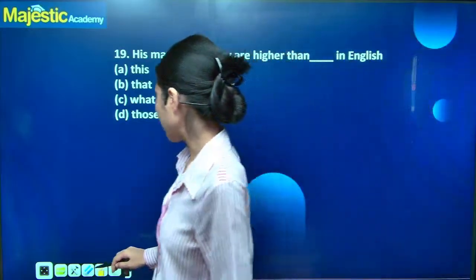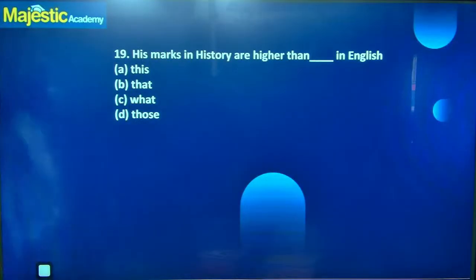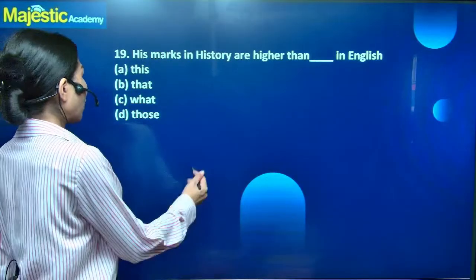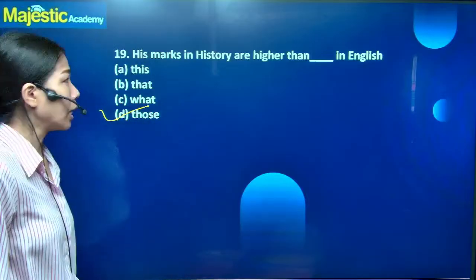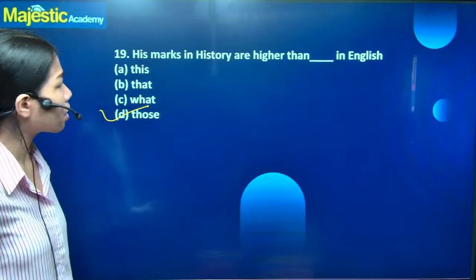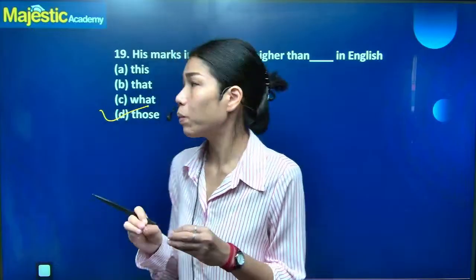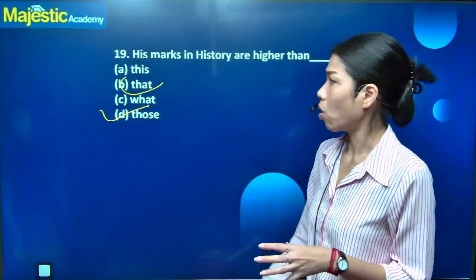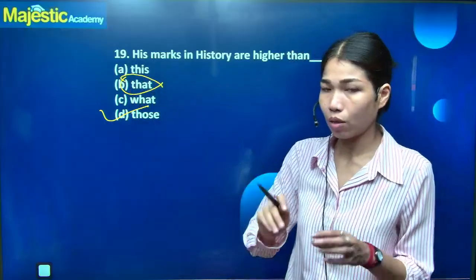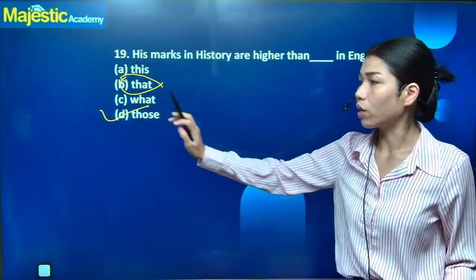Question number 19 says, his marks in history are higher than dash in English. Again we have options, and the option has to be option number D. The answer should be his marks in history are higher than those in English. Most people might give that of English. Many students may choose this option too, but I would like to explain why this option won't work and why this one is correct.